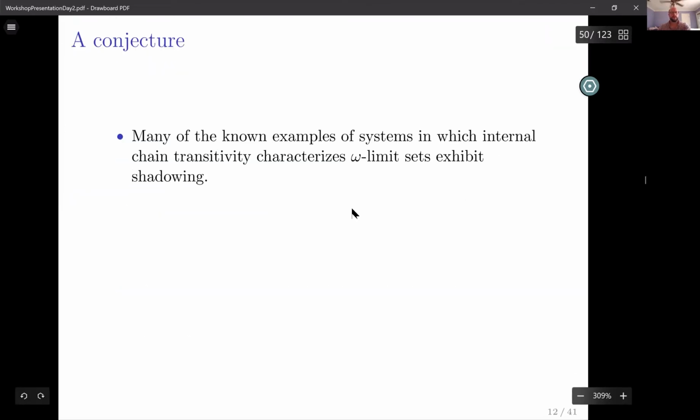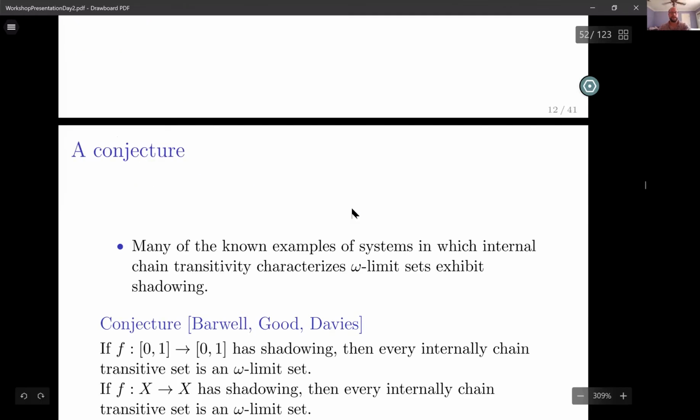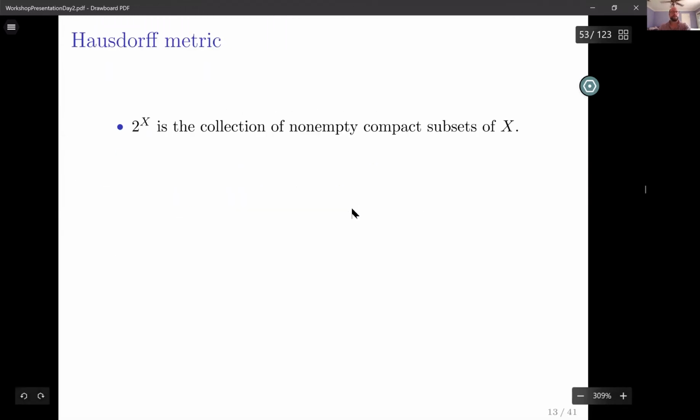All right. So this used to be a conjecture, it's now been addressed, but a conjecture that was made when this was first being studied was that perhaps the ICT sets coincide with the omega limit sets. And this was made by Andy Barwell, Chris Good, and Gareth Davies for maps with shadowing. So they made the conjecture that if F had shadowing, then every internally chain transitive set should be an omega limit set, and vice versa, okay, which turns out to be almost true. So we're going to work through the answer to that conjecture here coming forward.